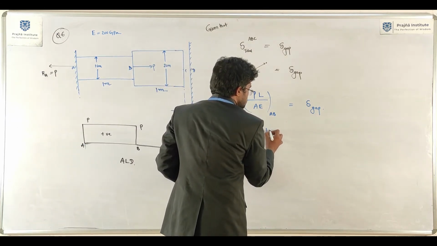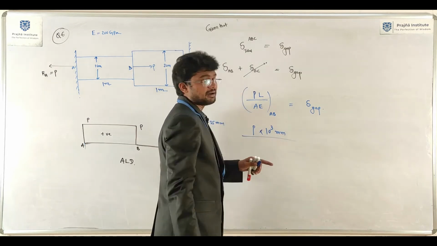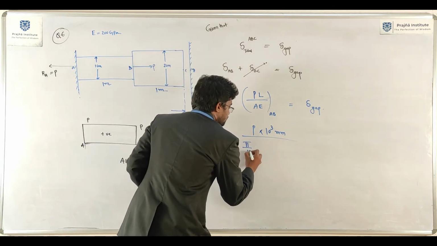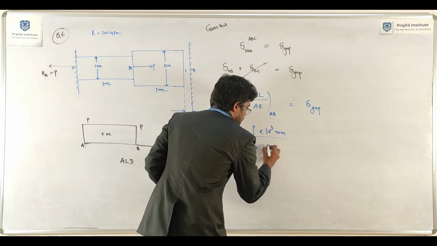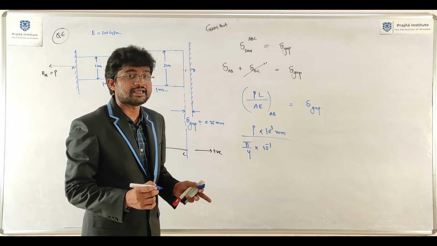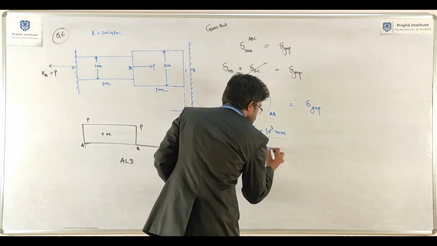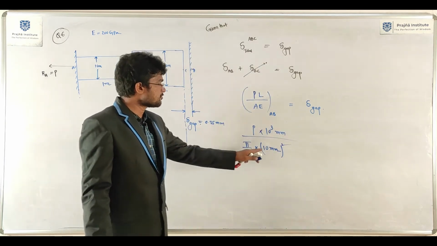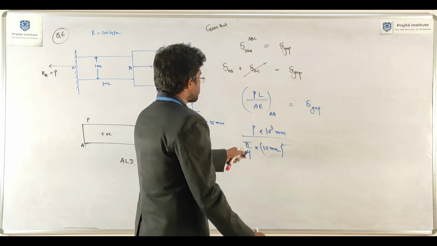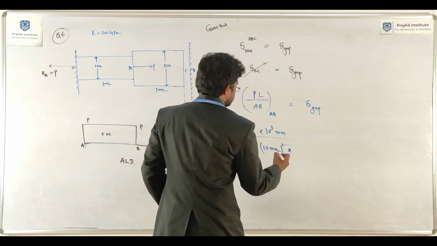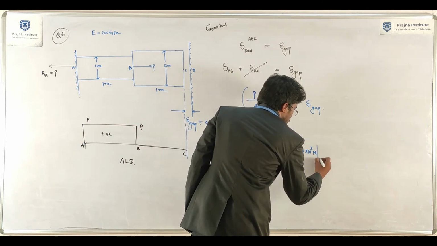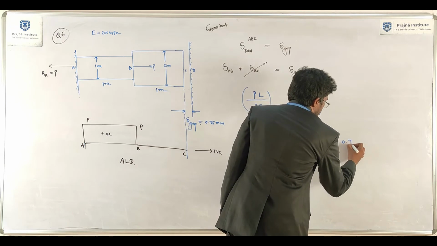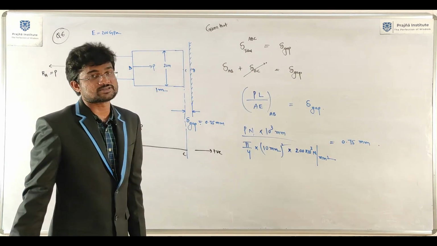It is 1 meter, which means 10 cube mm, because delta gap is in terms of mm. Next, AE is pi by 4 into d square. 1 centimeter equals 10 mm, so we need to write centimeters in terms of mm. It is diameter squared, correct? Pi by 4, with 1 centimeter equal to 10 mm, so pi by 4 into d square in mm square, this is A. E is nothing but 200 into 10 cube newton per mm square. P is in terms of newton, 10 cube mm equivalent to 0.75 mm. Everything you will get in terms of mm finally.